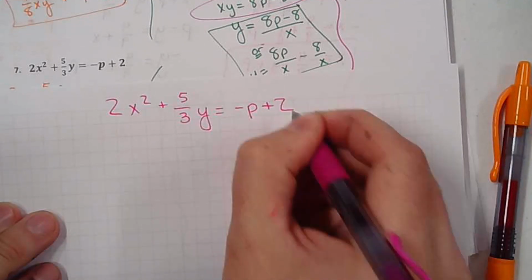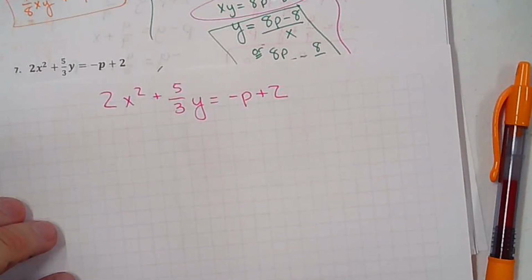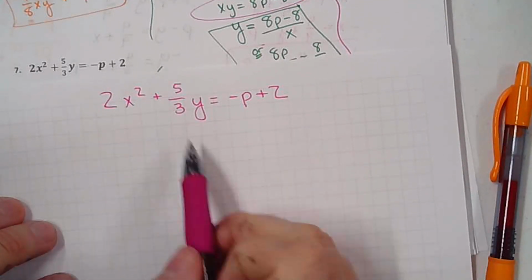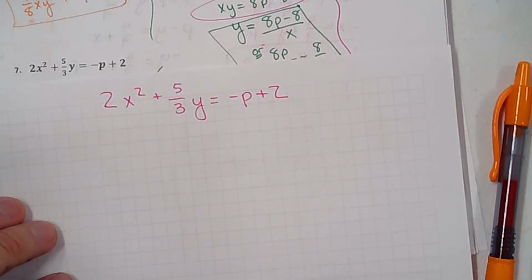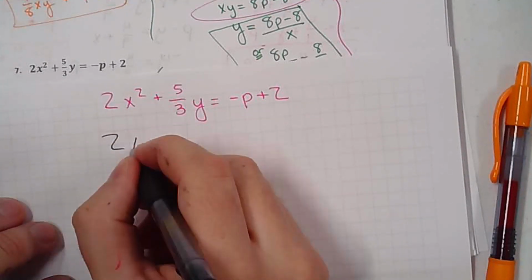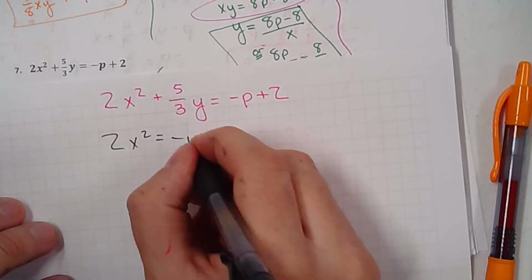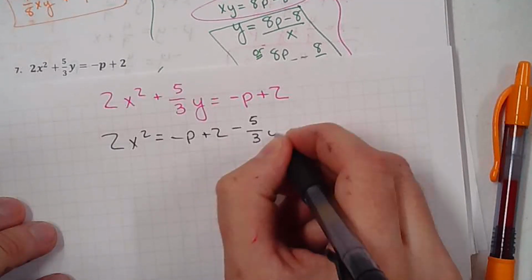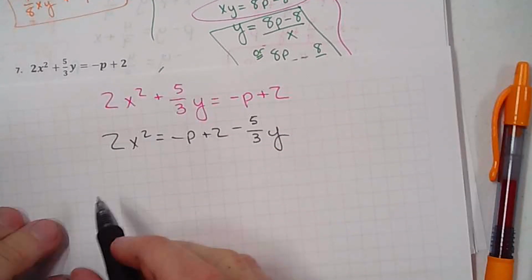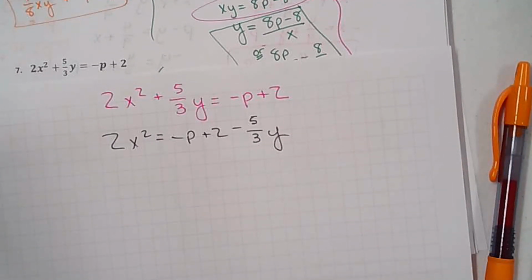Here we are. All right, so let's get x on its own. First of all, we should probably get down to 1 on this side, right? So let's move that term over. How do we move terms? Subtraction or addition. In this case, it's subtraction. So we have 2x squared equaling negative p that's already there, positive 2 that's already there, minus 5/3 y. Now we got to get rid of the 2 and the square. Again, we save squares and roots for last if we can, because it's kind of like division.